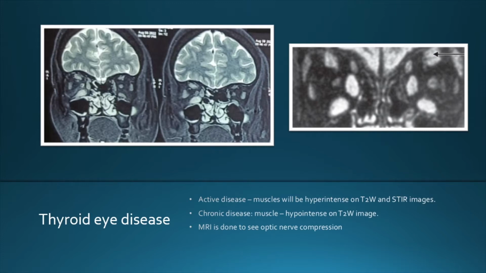Here, the STIR image on T2 weighted image will show us active disease, suggesting hyperintensity. Here, we can see the STIR sequence showing hyperintensity in inferior, medial, and superior rectus of both the eyes, suggestive of active disease. MRI is also helpful in thyroid eye disease to see the involvement of optic nerve.